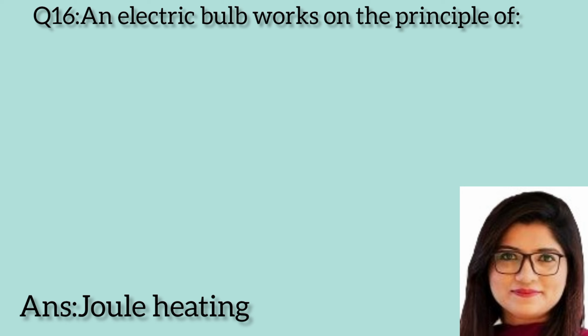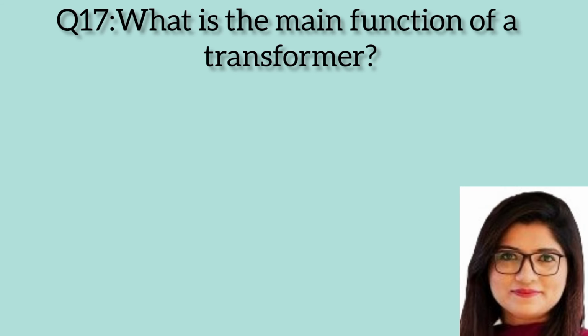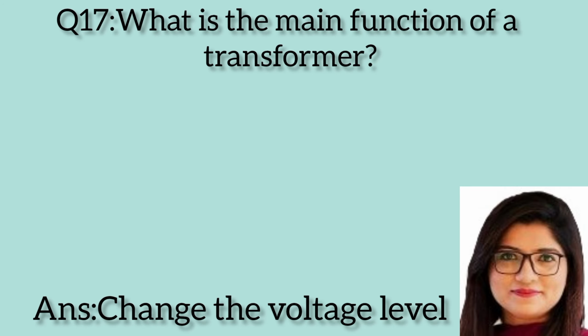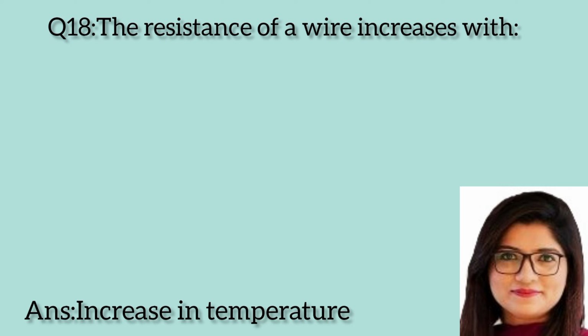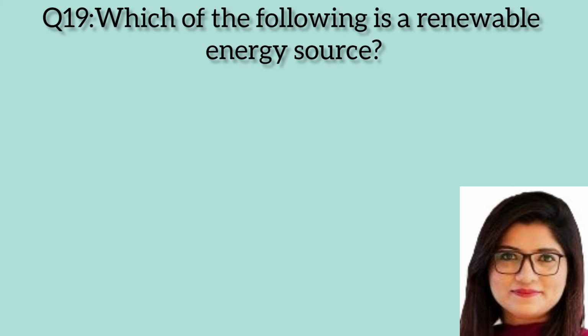Question 16. An electric bulb works on the principle of? Answer: Joule heating. Question 17. What is the main function of a transformer? Answer: change the voltage level. Question 18. The resistance of a wire increases with? Answer: increase in temperature.